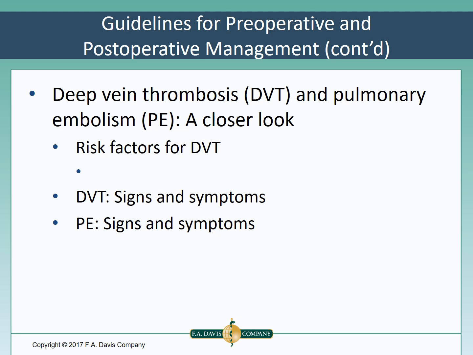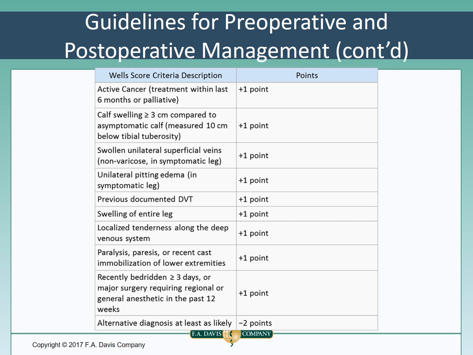So here's a look at the Wells criteria. You notice that it talks about swelling, it talks about pitting edema, it talks about having a previous history of documentation, it talks about having active cancer, calf swelling, localized tenderness along the deep vein, paralysis, recently bedridden, or major surgery.